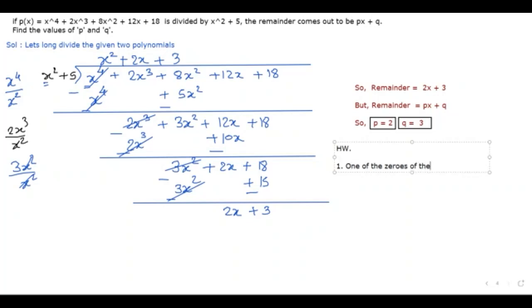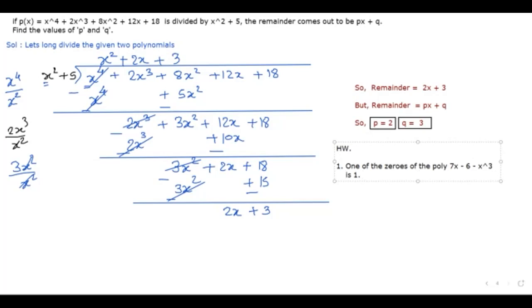One of the zeros of the polynomial 7x minus 6 minus x cube. So what is actually the polynomial? Minus x cube plus 7x minus 6. Correct. Or else minus x cube plus 0x square plus 7x minus 6. Yes or no? One of the zeros of the polynomial is 1.